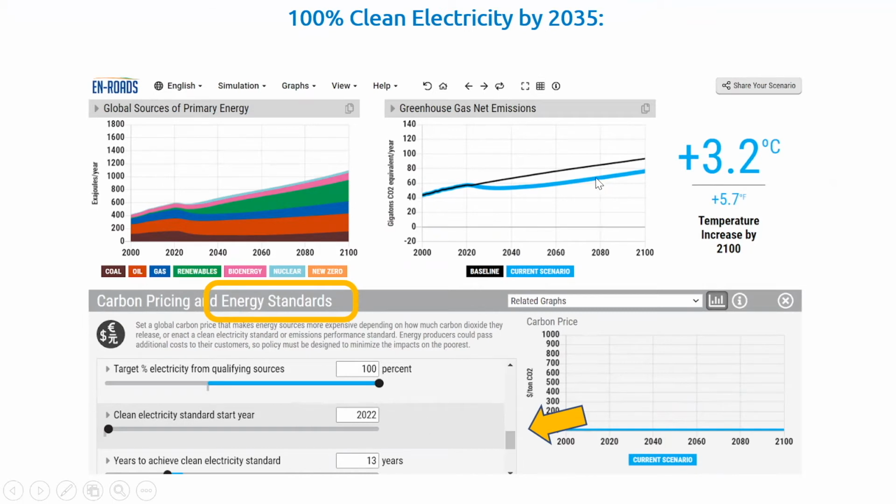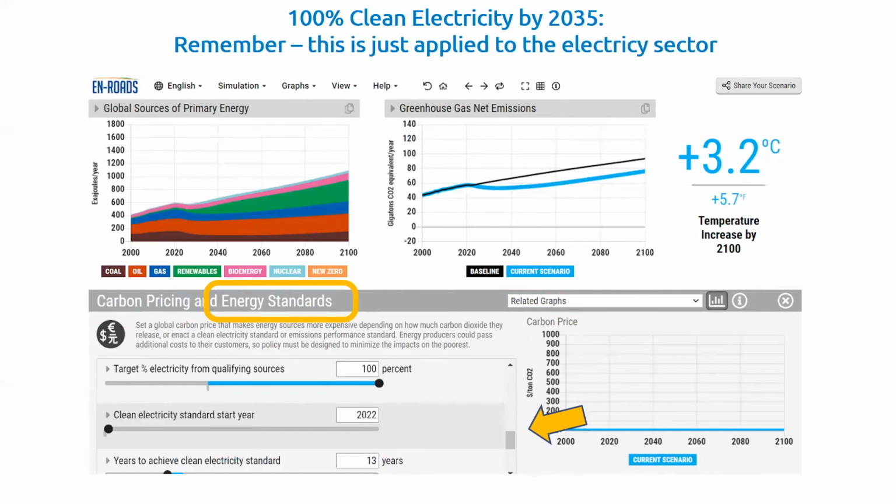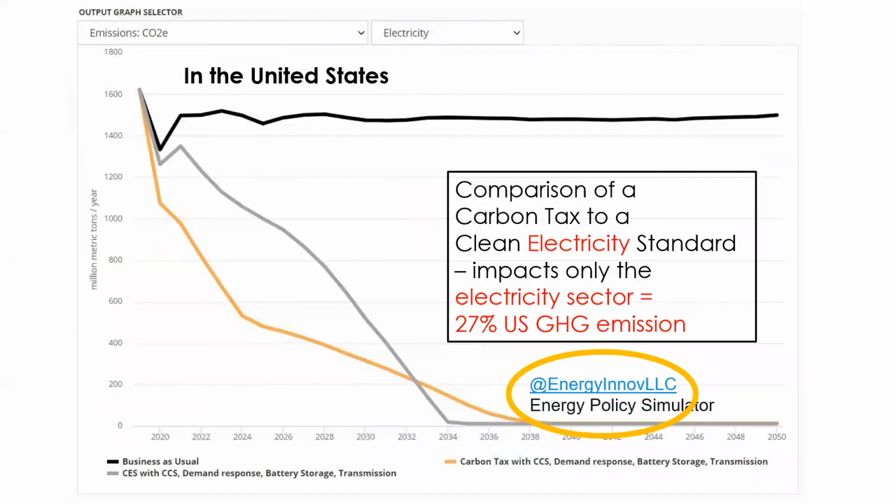And what we see is that we do get significant emissions reduction and our average global temperature increase goes down to 3.2 degrees. So we're down 0.4 degrees C. So this is definitely also a good and effective policy. But you need to remember that in comparison to a carbon price that has an economy-wide effect, this is sector specific and affects only the electricity sector. So that's about 27% of the US emissions.